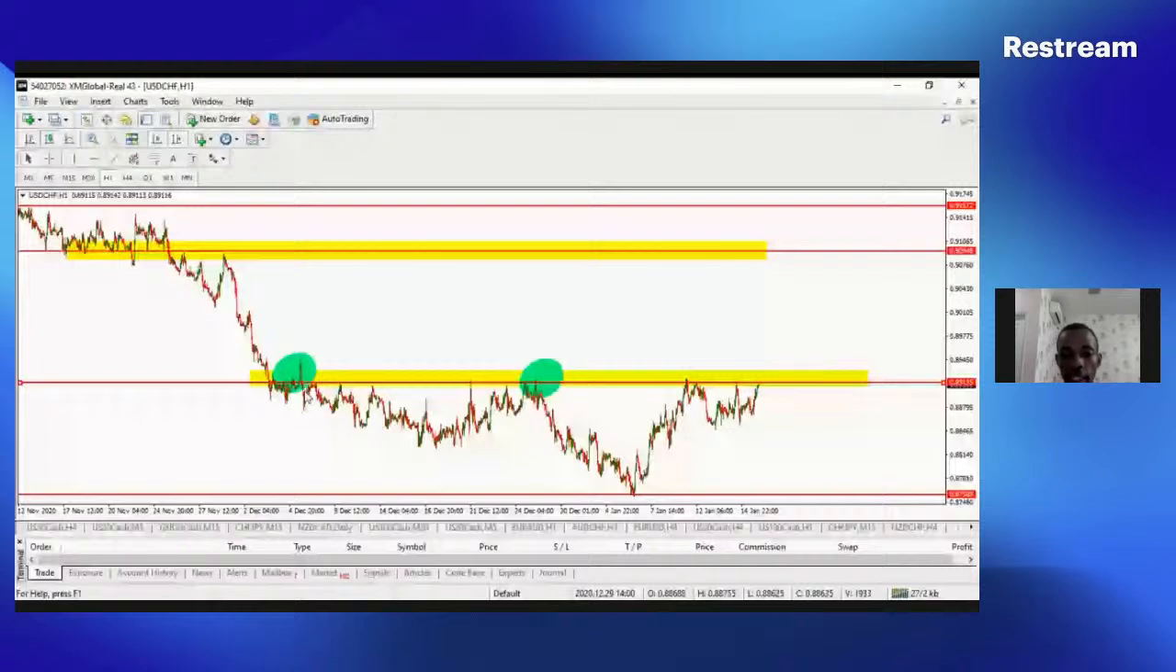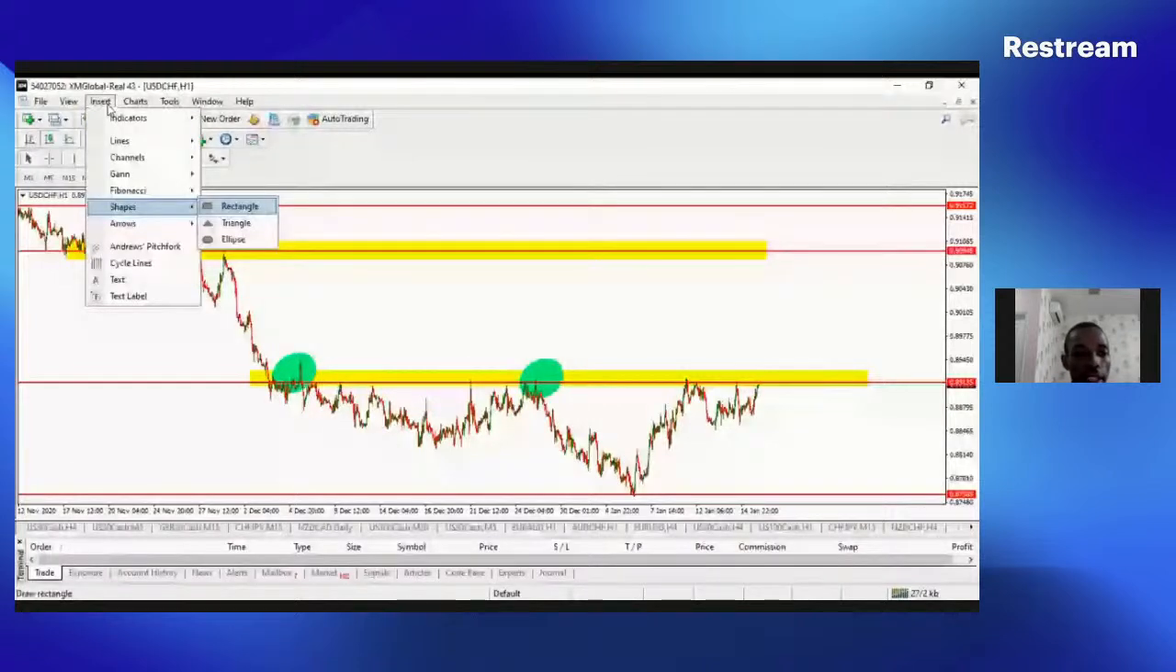So it rejected there. What the market is now doing is mainly forming something like a head and shoulder. So what we see here is similar to a head and shoulder.